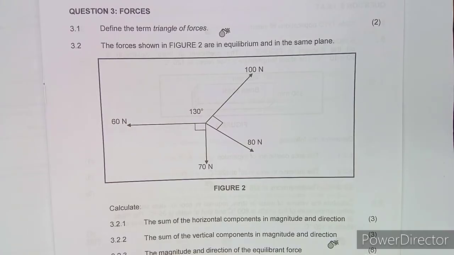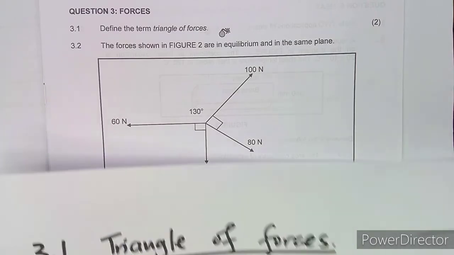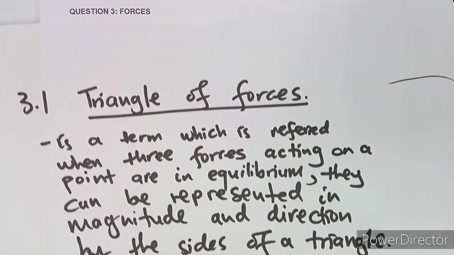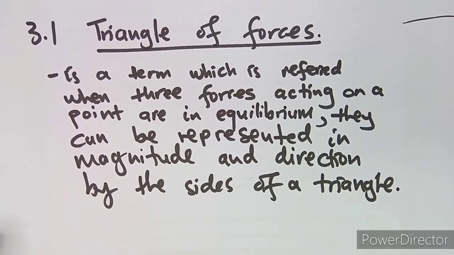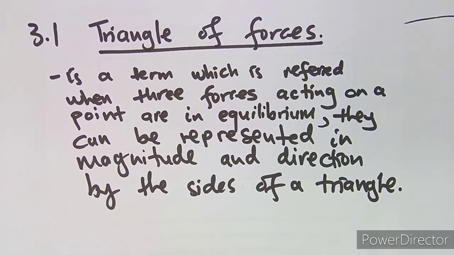Okay, anyways, the first question that you're given is to define the term triangle of forces. We understand that when you are given a triangle of forces, you are referring to the forces that you can have in the form of a triangle. So how is this going to be in the form of a triangle? These are three forces that you'll be having. It's a term which is used when three forces acting on a point are in equilibrium. They can be represented in magnitude and direction by the sides of a triangle.